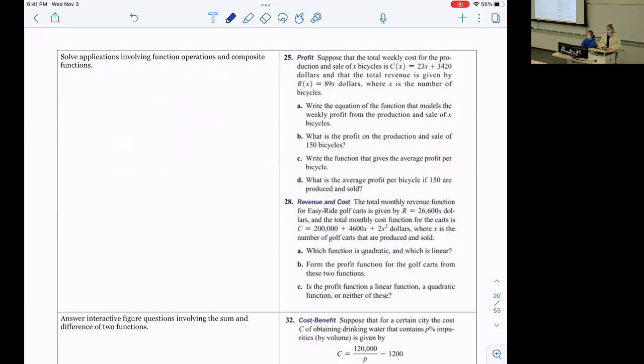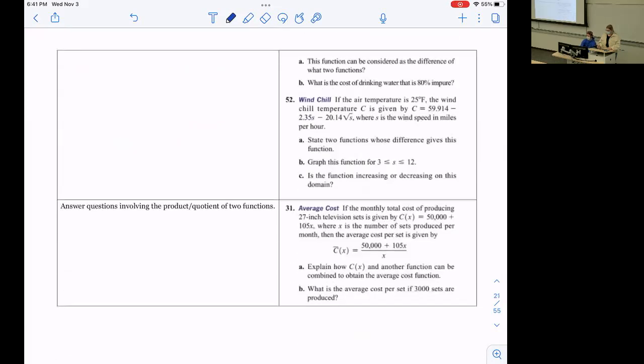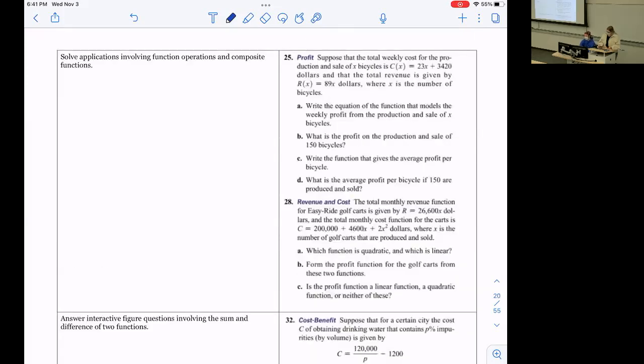So for this next section, solve applications involving function operations and composite functions. Do we have any questions about this section? All right. And then answer interactive figure questions involving the sum and difference of two functions. I believe that's 32 or 52. Are there any questions about those examples? Wait, can we go back up to 28? Yeah. Okay.